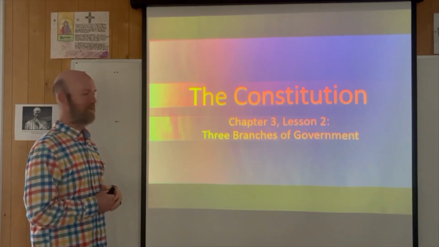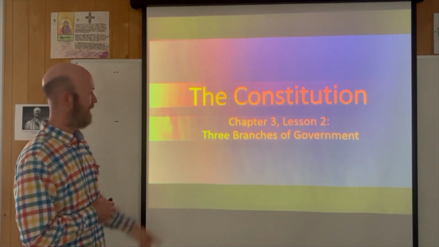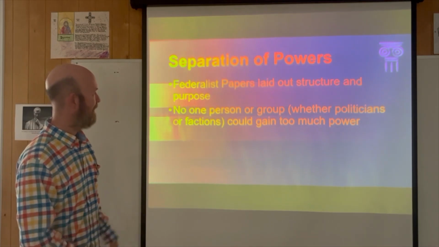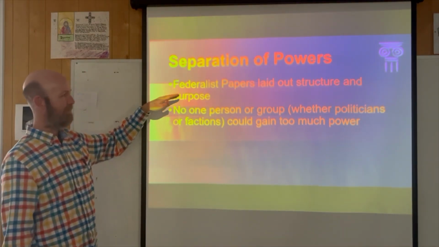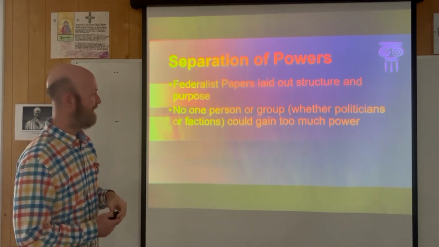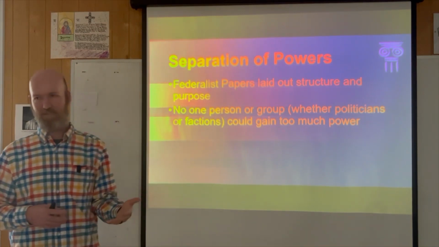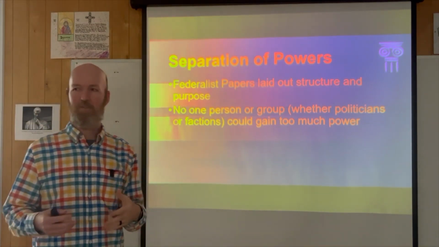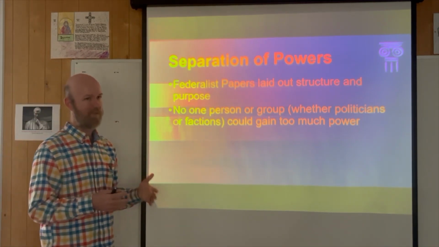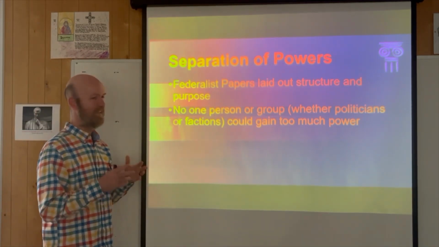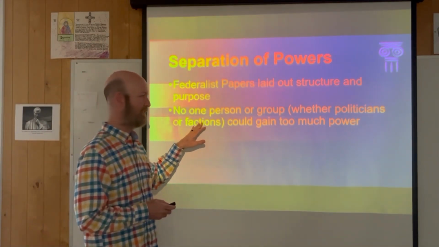So now we'll continue on and go into lesson 2 on the branches of government. Separation of powers. The Federalist Papers laid out the structure and purpose of the government, and they said that no one person or group, whether politicians or factions, would be able to gain too much control because of the way the Constitution set up the government through its separation of powers. There was no way that any one person or group could take too much power. And of course, factions is a big issue in Federalist 10.